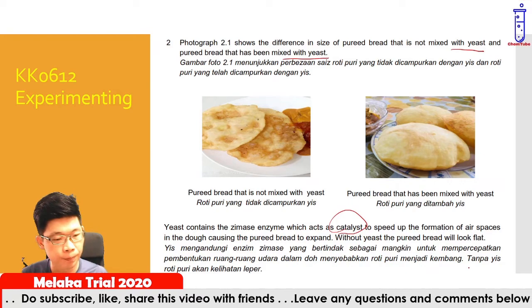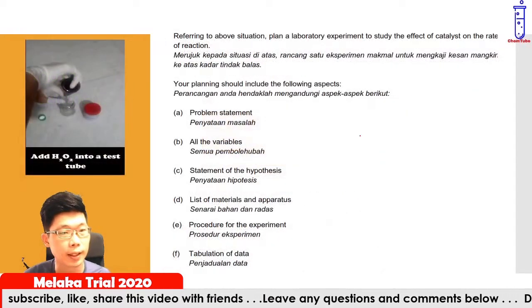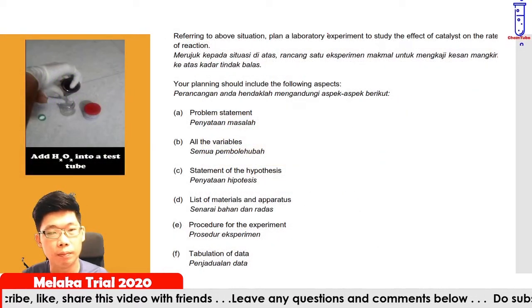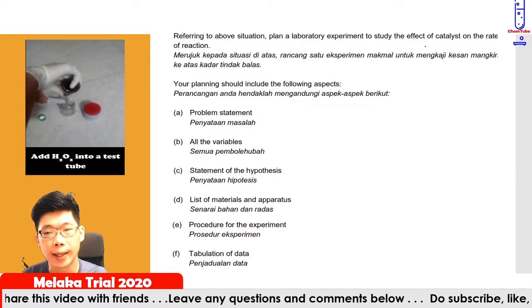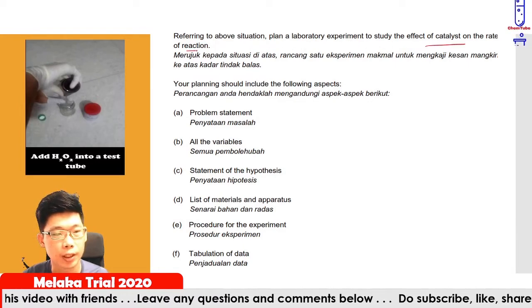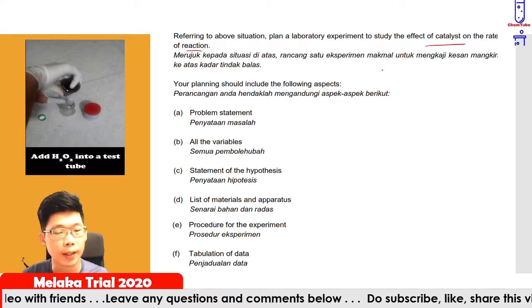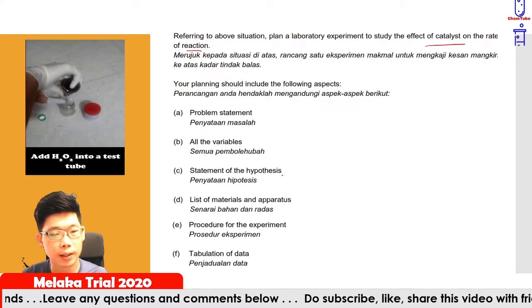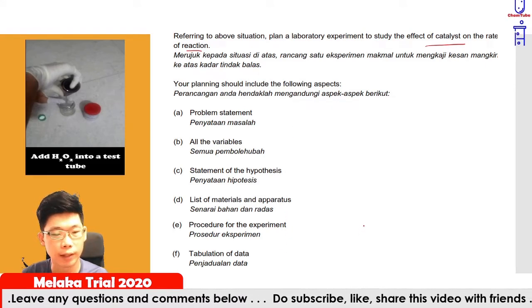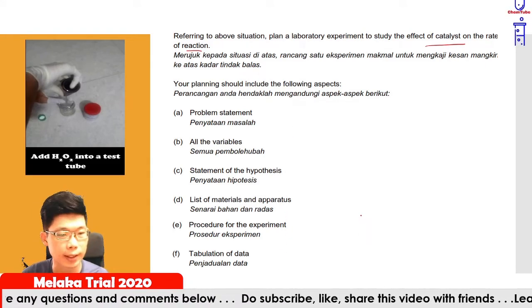Okay, so next, referring to the above situation, plan a laboratory experiment to study the effect of catalyst on the rate of reaction. Your planning should include the following aspects: problem statement, until tabulation of data. So total is 70 marks.